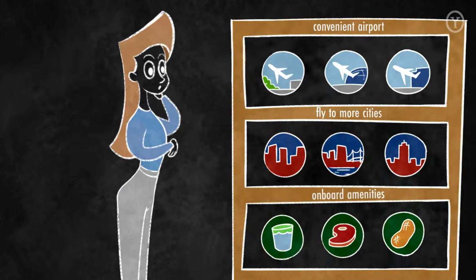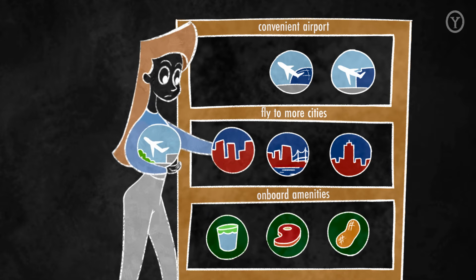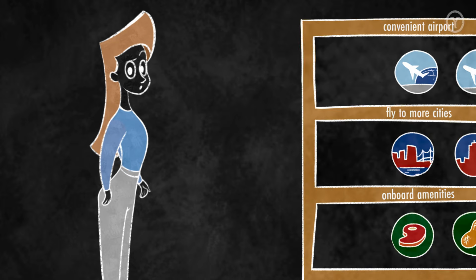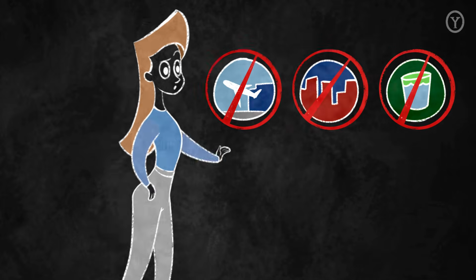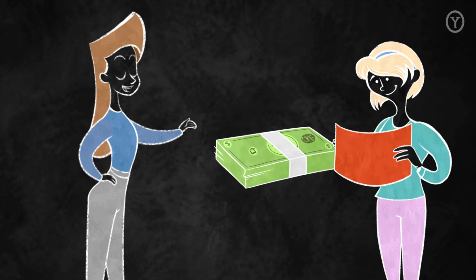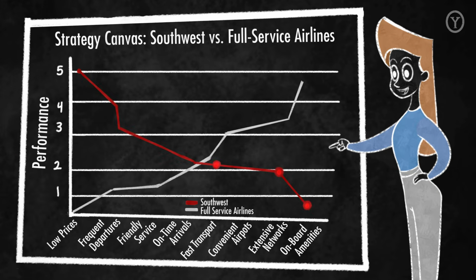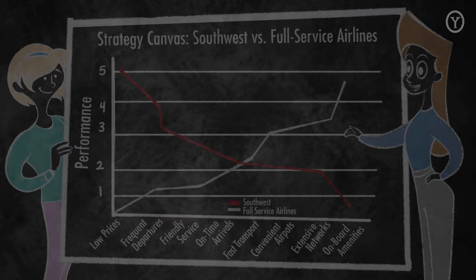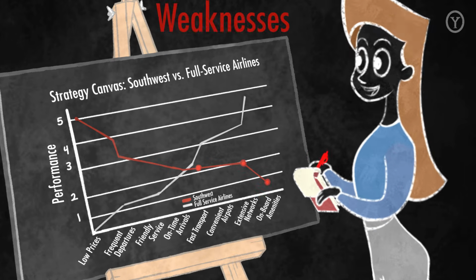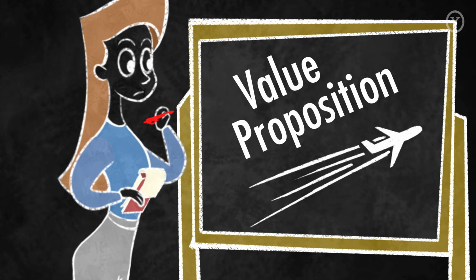Note that this doesn't mean that Southwest should necessarily expand its network to include more convenient airports, fly to more cities, or add onboard amenities. A company may consciously choose not to make those investments to keep prices low because it wants to win with price-sensitive customers. But the canvas has given you a way to understand your strengths and weaknesses from the customer's point of view. Using the information on the canvas, you can dig deeper into the reasons for the strengths and weaknesses and make decisions about how you might want to change your value proposition.